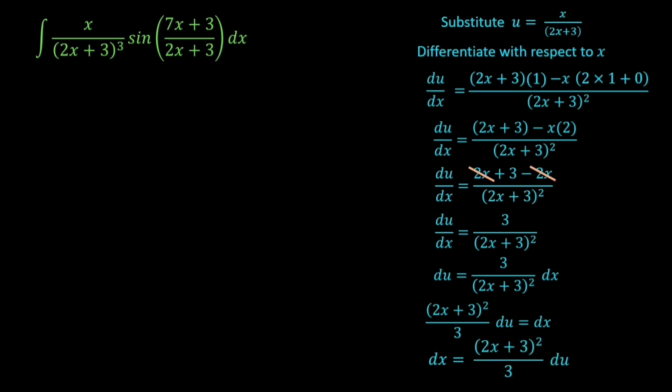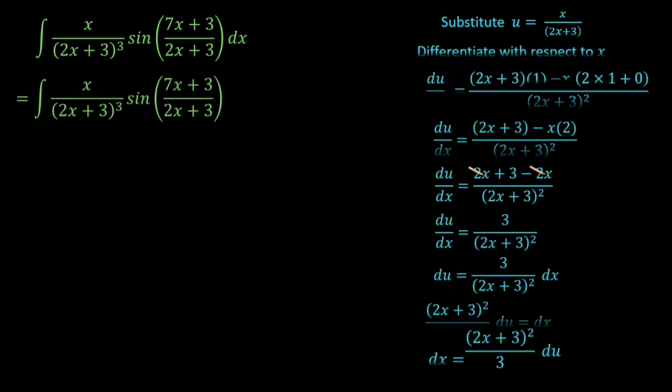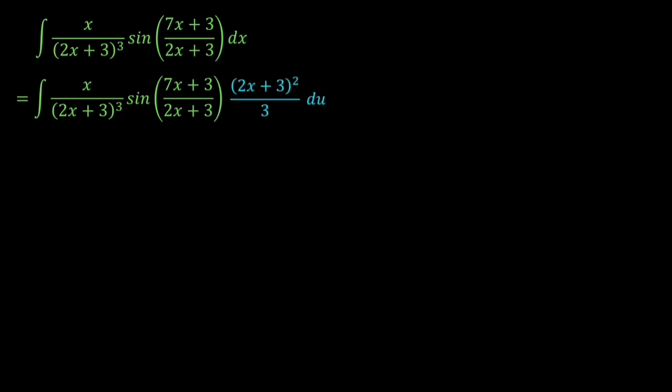Let's move to the integration part. Instead of the dx value, we can substitute (2x plus 3) perfect squared over 3 into du value. After that, we can cancel out the numerator value (2x plus 3) perfect squared for the denominator value (2x plus 3) cubed. The denominator value 3 is a constant, so we can bring 1 over 3 outside of the integral.